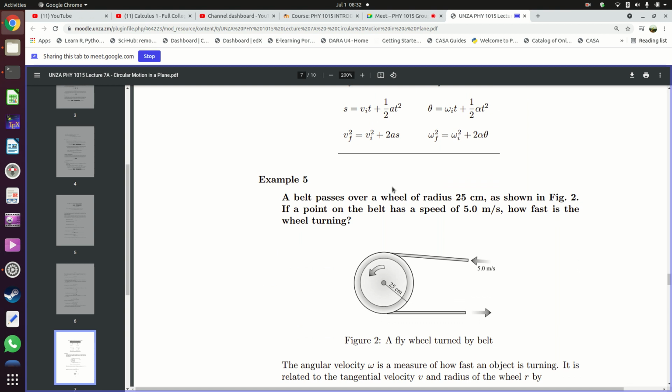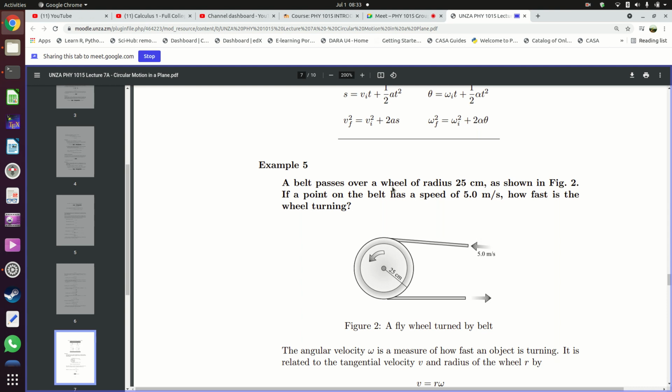As some of these examples are going to show, we are going to be moving in between circular motion and linear motion, since you're talking about the same thing. So look at this example which you have here, example number 5. A belt passes over a wheel of radius 25 centimeters as shown in figure 2. If a point on a belt has a speed of 5 meters per second, how fast is the wheel turning?